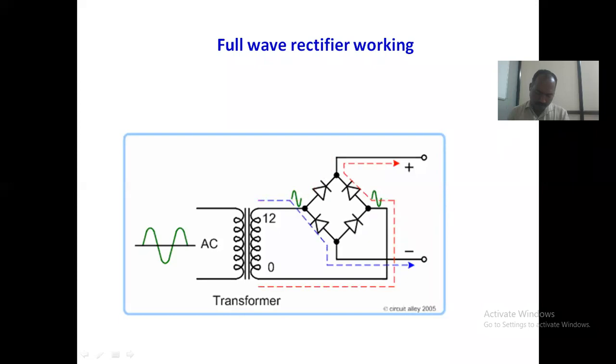12, present, sir. 13, present, sir. 14, present, sir. 15, present, sir. 16, present, sir. 17, 18, 19. 20, present, sir. 21, 22, 23, present, sir. 24, present, sir. 25, present, sir. 26, present, sir. 27, 28. 29, present, sir. 30, present, sir.